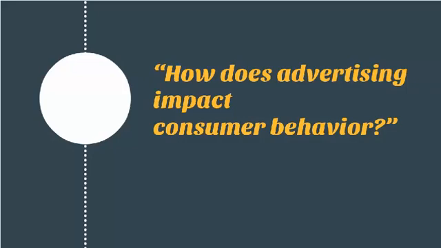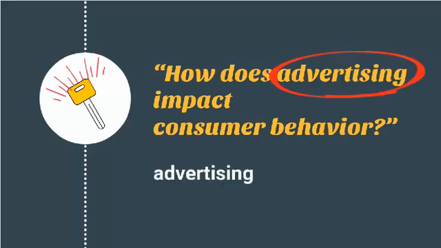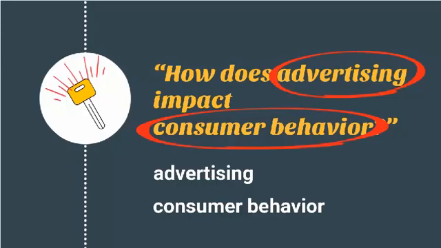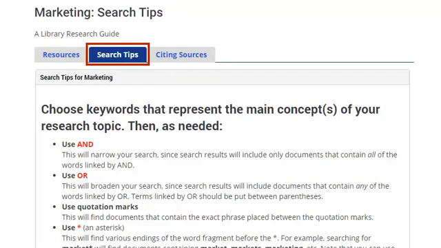Say, for example, you're looking at the following research question for your paper. How does advertising impact consumer behavior? The keywords that reflect the main concepts of this topic are advertising and consumer behavior. The Search Tips tab of the Marketing Research Guide contains tips to help you create a search statement to use for your research.